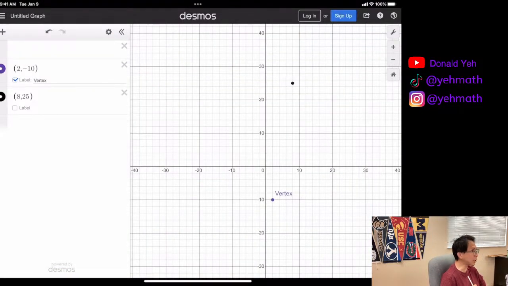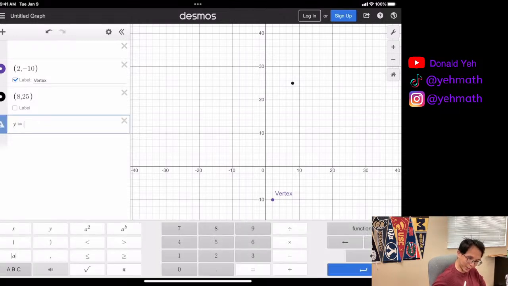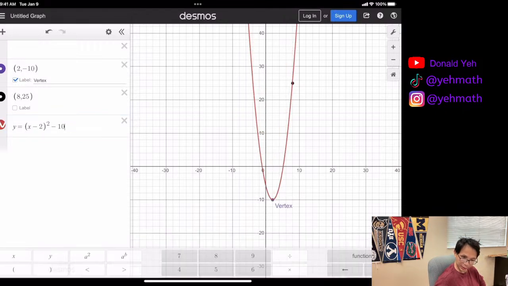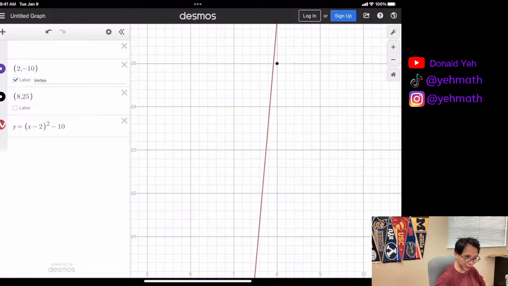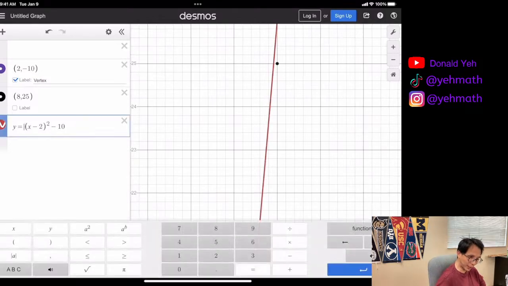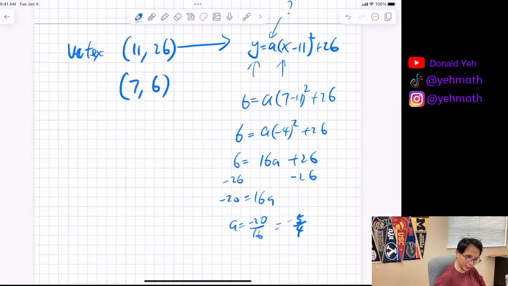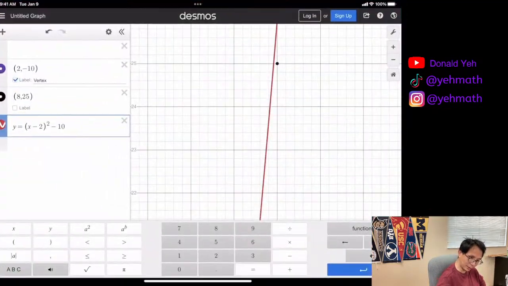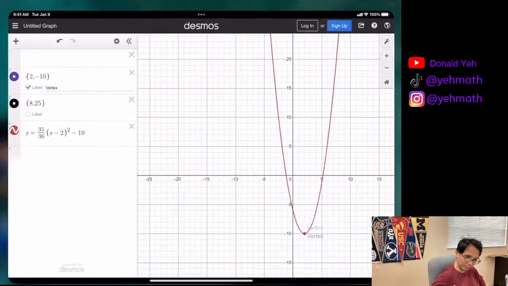All right, you guys should get the equation y equals (x minus 2) squared minus 10. And now, does it go through that point? Actually, it's really close. We don't know what a is. The a is very close to 1. I don't know what it is. What was your a? What did you get? Negative 35 over 36 or positive?